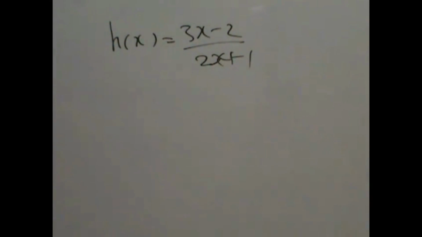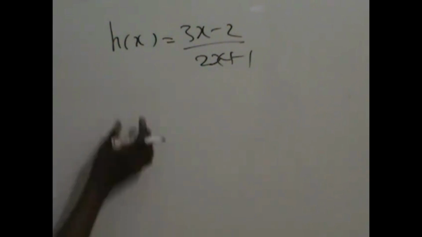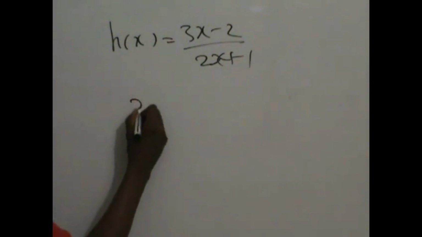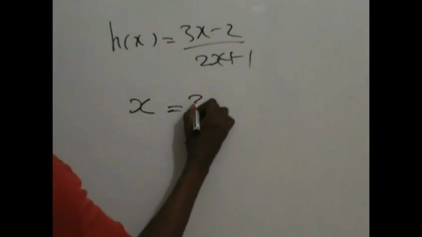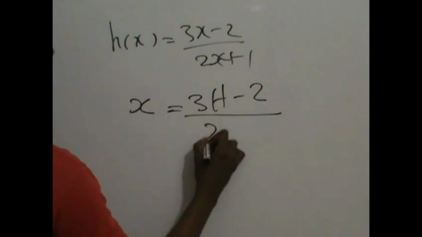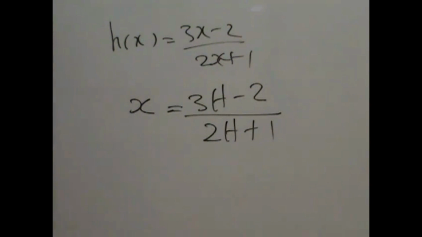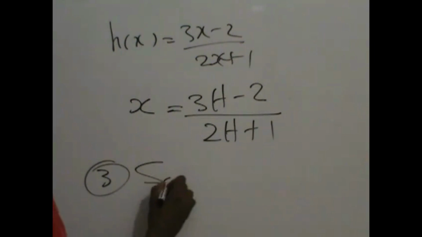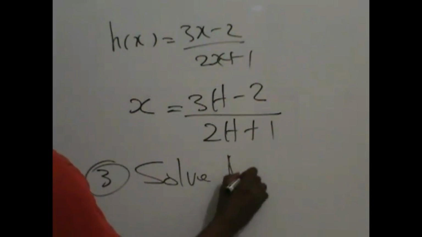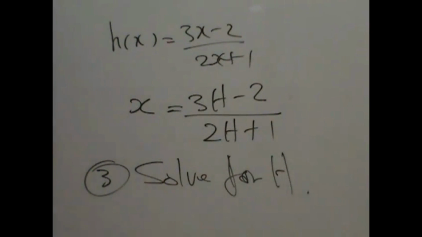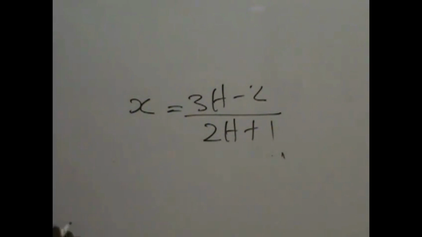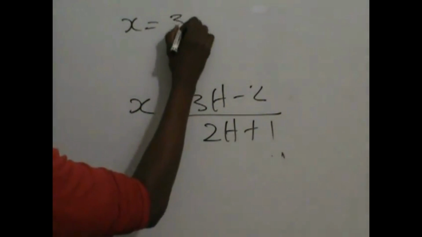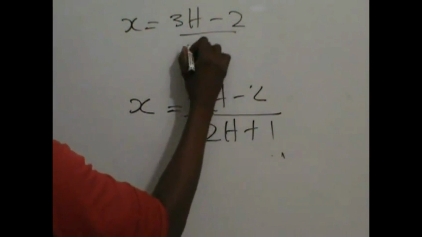So after we execute step 2, what we'll end up with, having transformed H of x to x and x to big H, would be x is equal to 3 times big H minus 2 over 2 times big H plus 1. The next step, step 3 of course, would be to solve for big H. So this is your step 3 now. Now we're going to execute step 3. So we're rubbing off now, and we're going to write this over at the top so we can make room for the writing to follow.